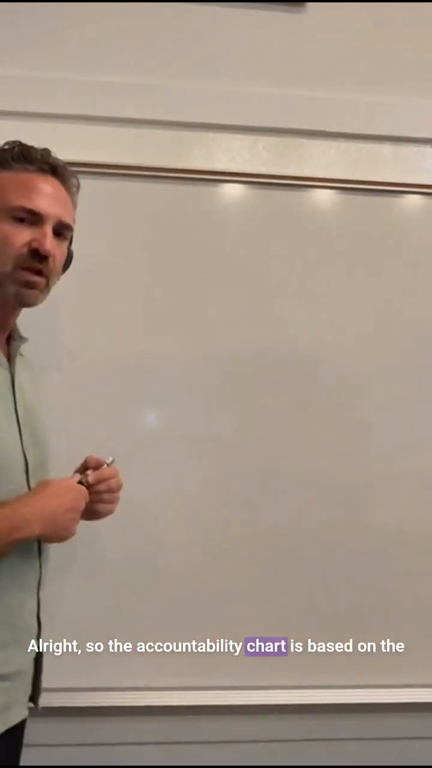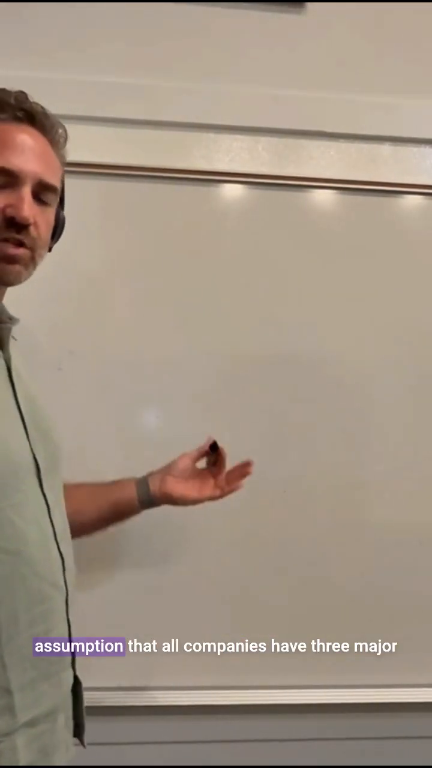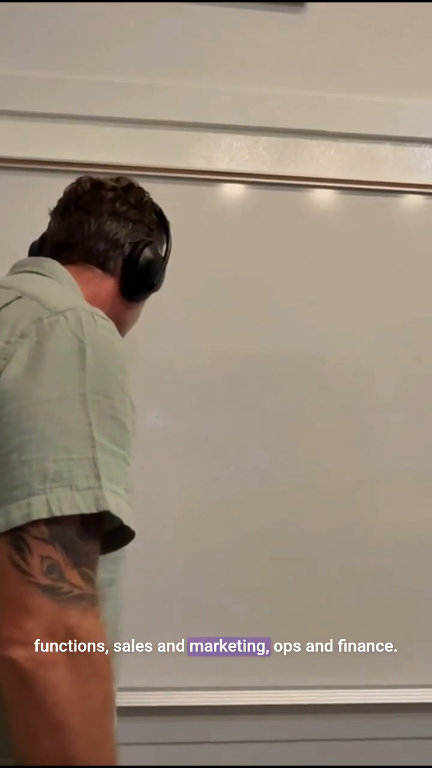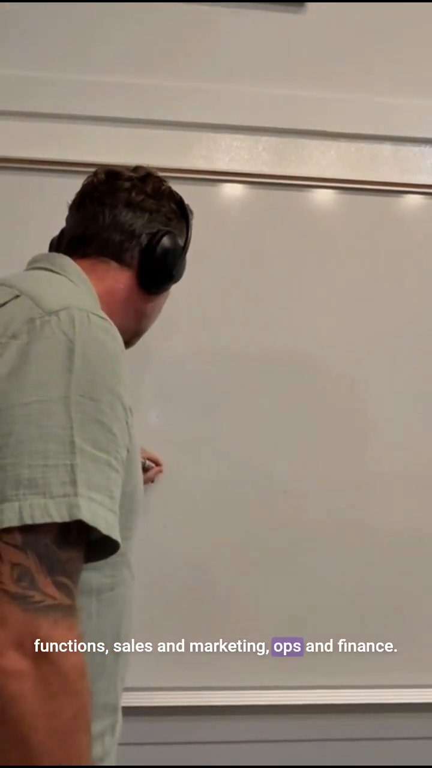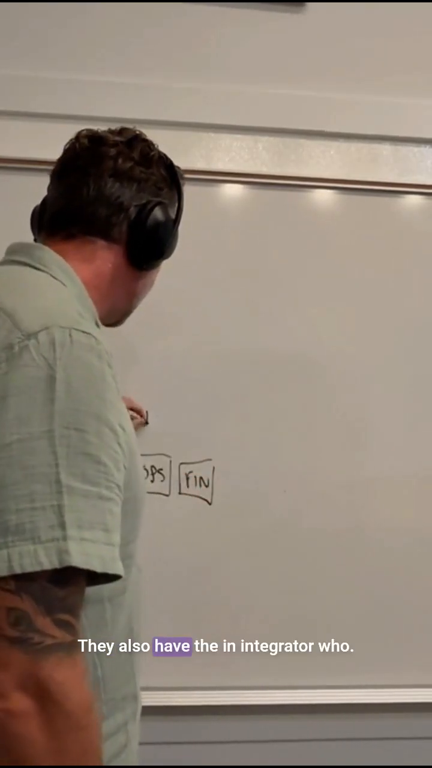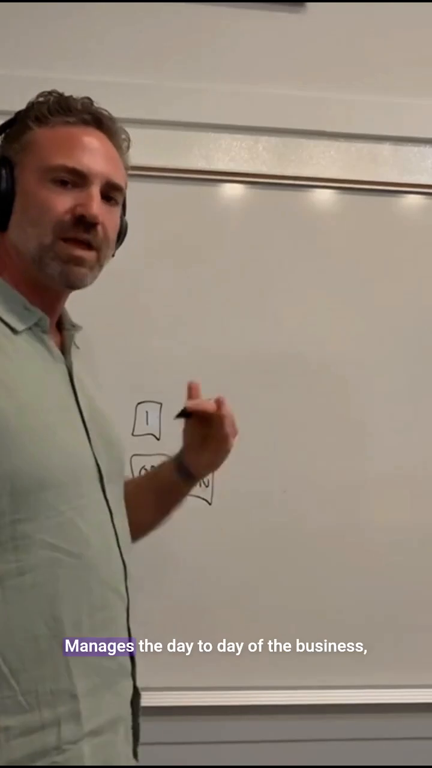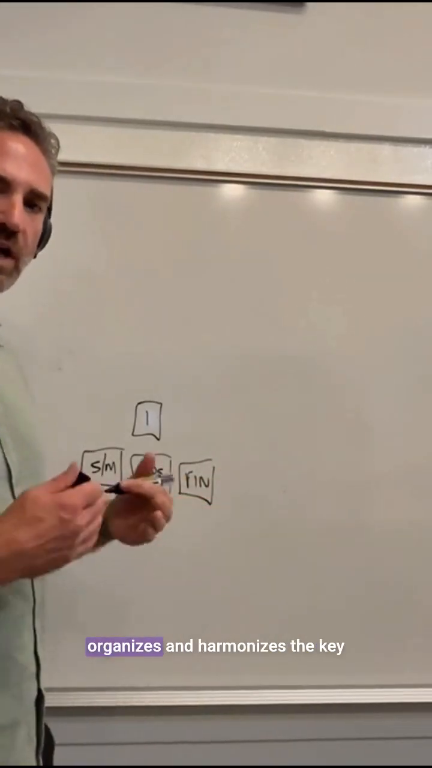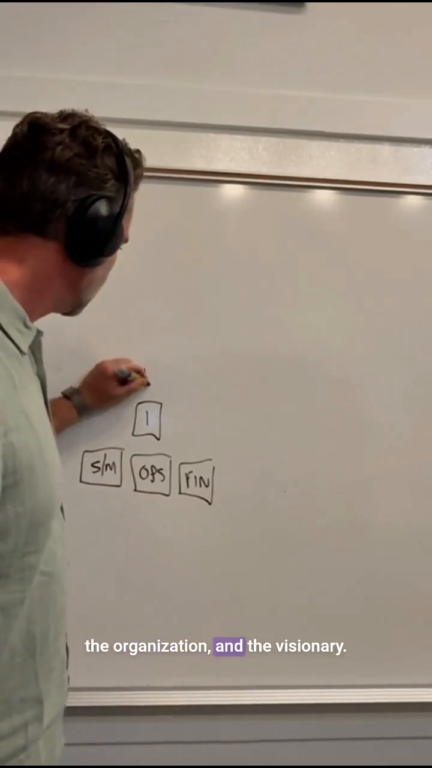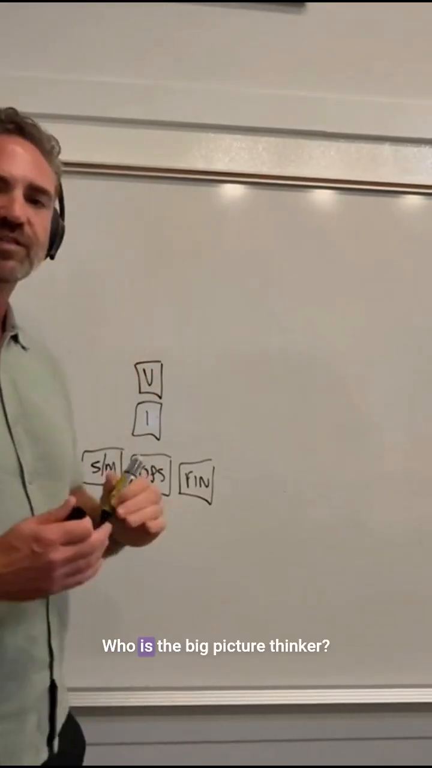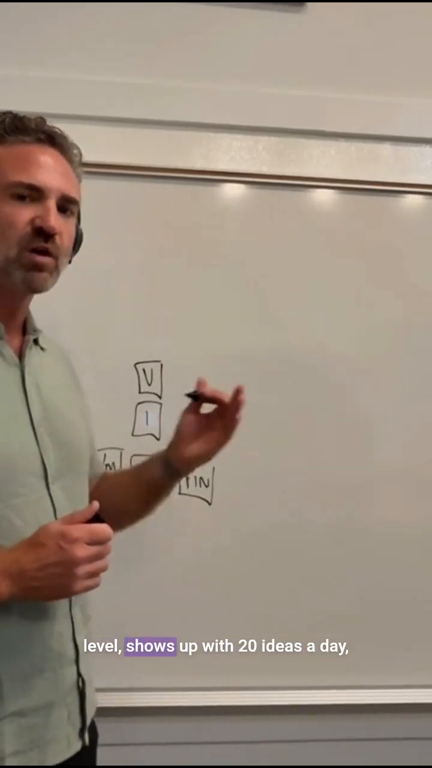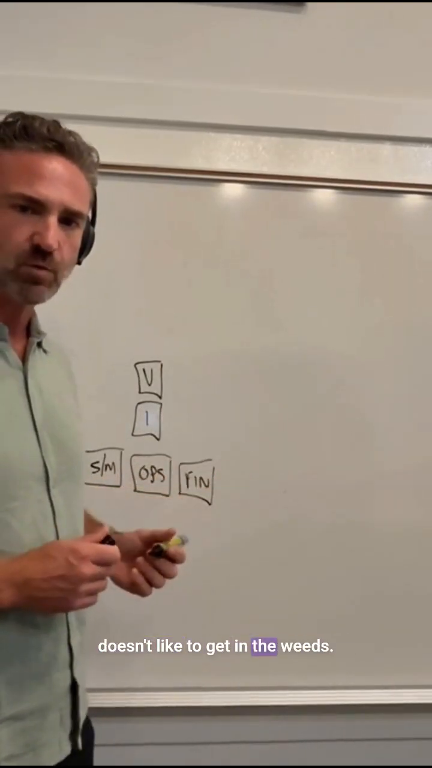So the accountability chart is based on the assumption that all companies have three major functions: sales and marketing, ops, and finance, okay? They also have the integrator, who manages the day-to-day of the business, organizes and harmonizes the key functions, drives accountability in the organization, and the visionary, who is the big picture thinker, loves to stay at the 30,000 foot level, shows up with 20 ideas a day, doesn't like to get in the weeds, okay?